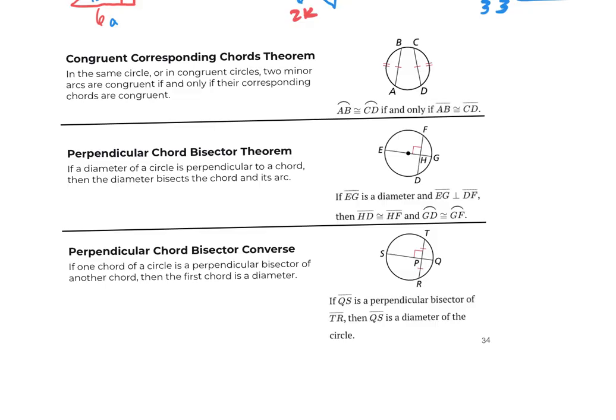If I know those two segments are congruent, therefore the chord or the arcs could be congruent. Okay? So we got to know one or the other. If I know the chords are congruent, I can prove the arcs. If I know the arcs are congruent, I can prove the chords. We don't necessarily know the length of them. We just know they're congruent.